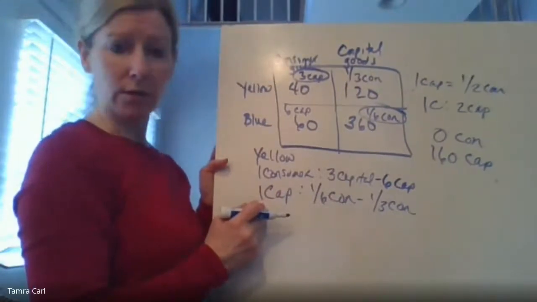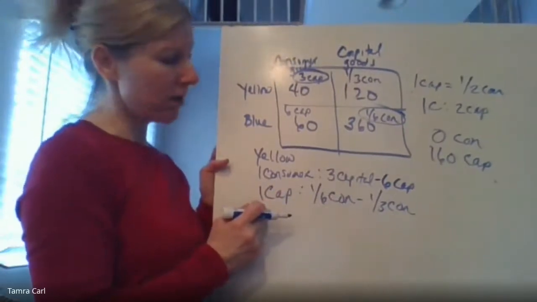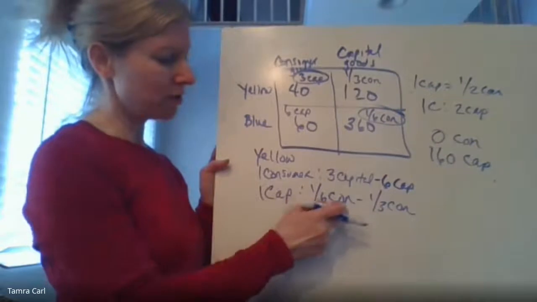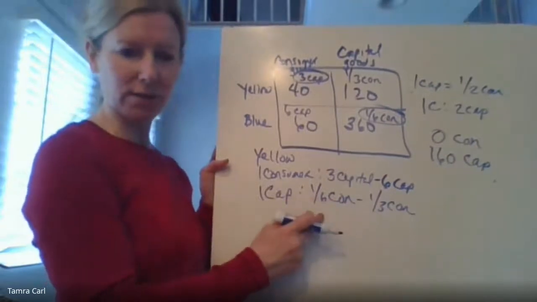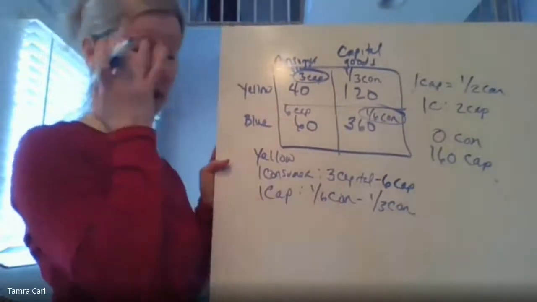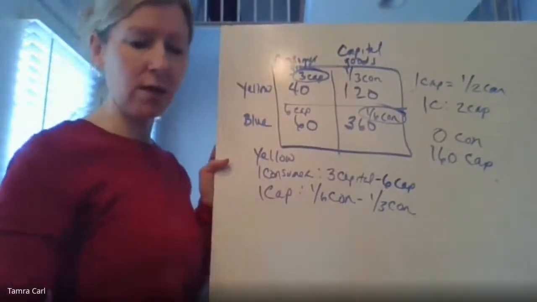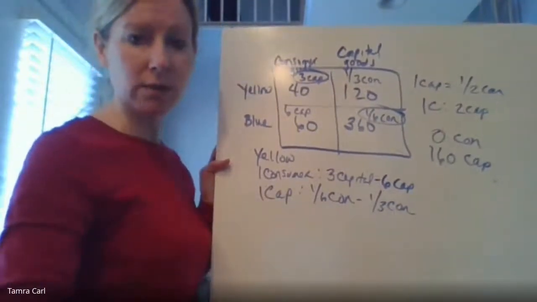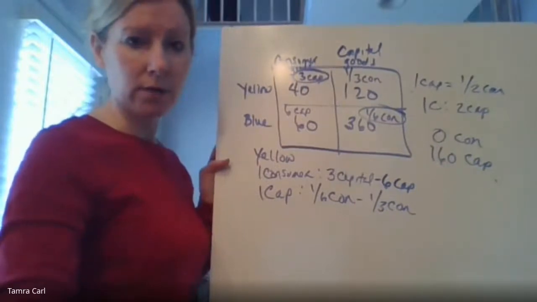Blue would be all over this because they would get 1/2, which is much larger than their 1/6. So they've got no issues with this trade. So they would be happy to do it. But yellow would not want to trade because the terms of trade would be outside of their amount.